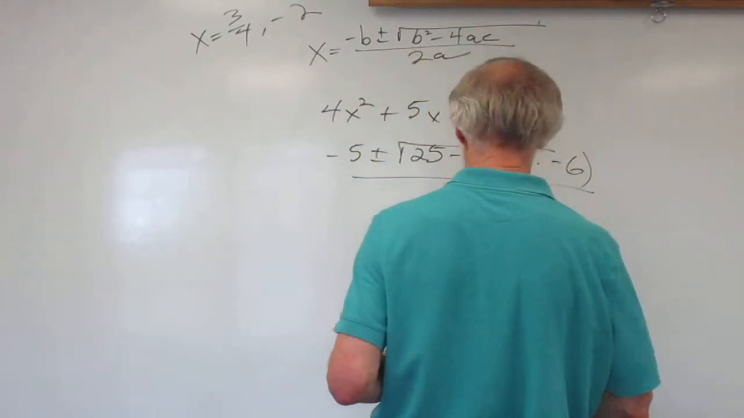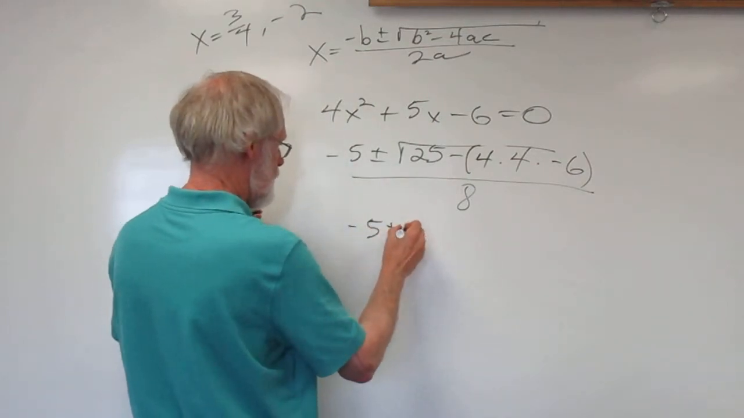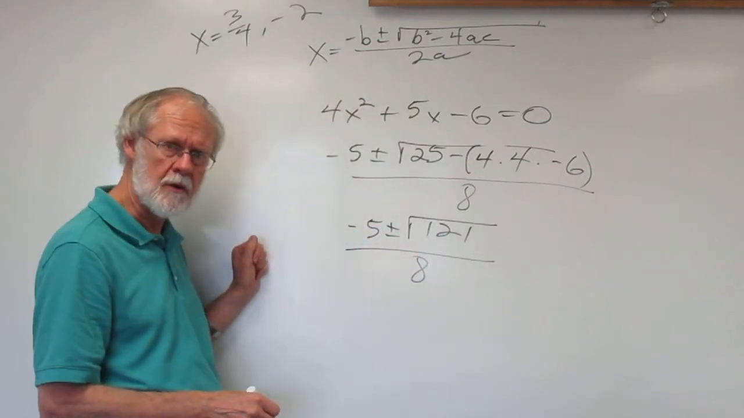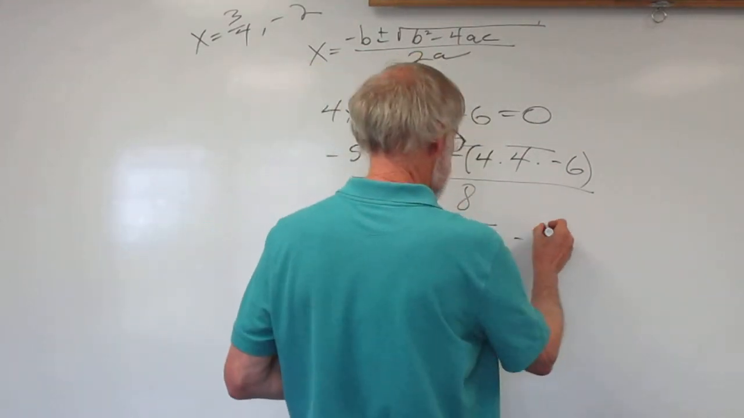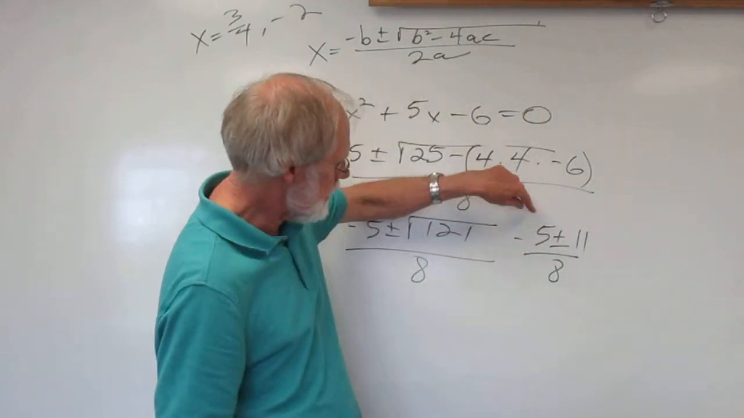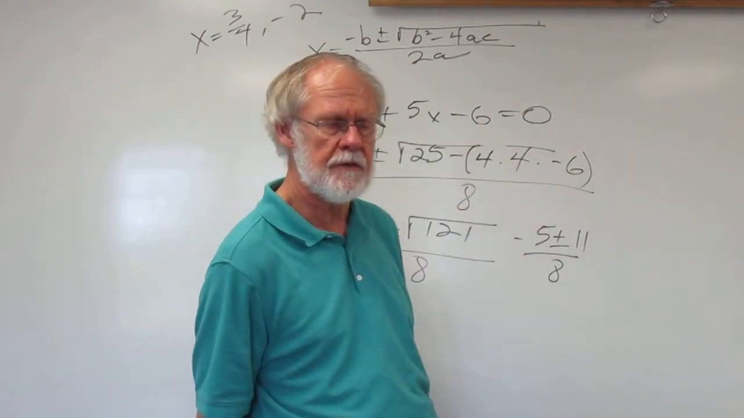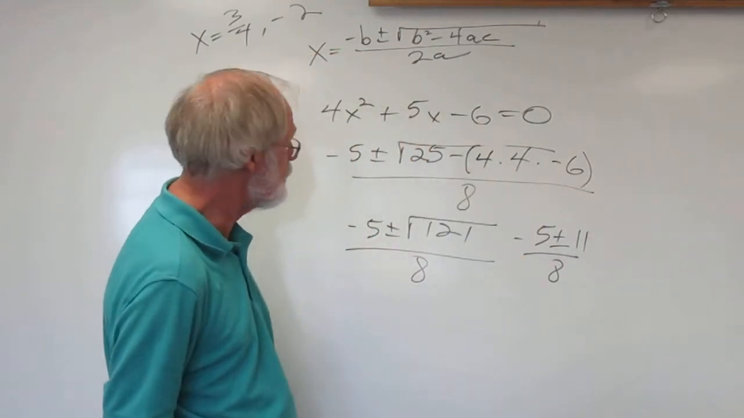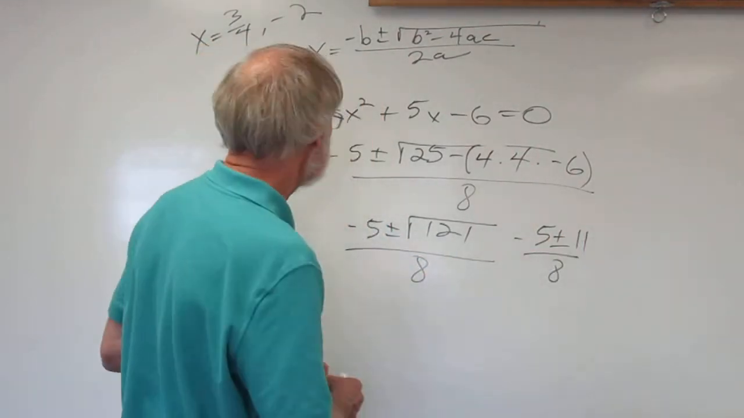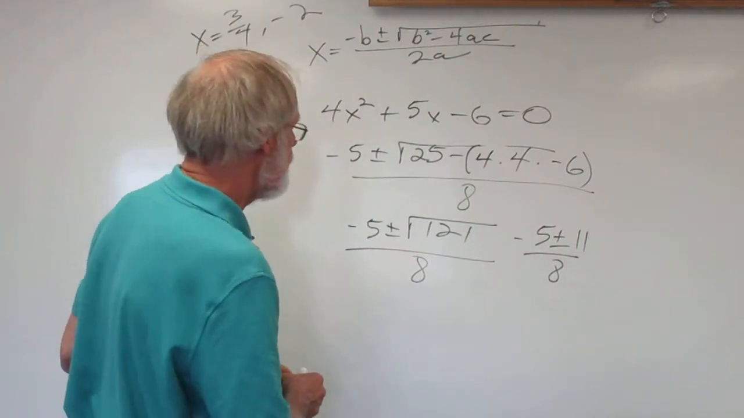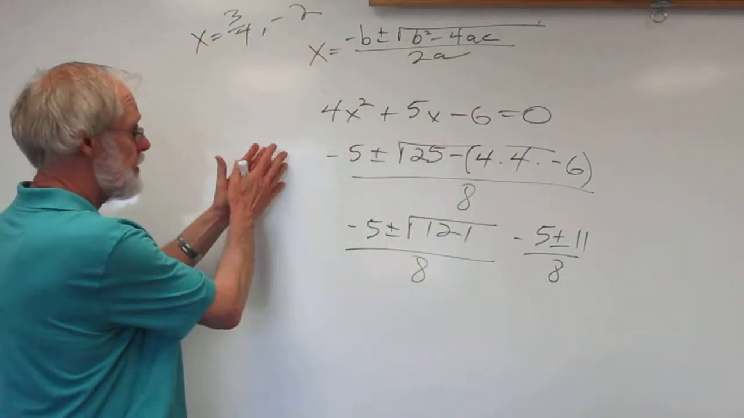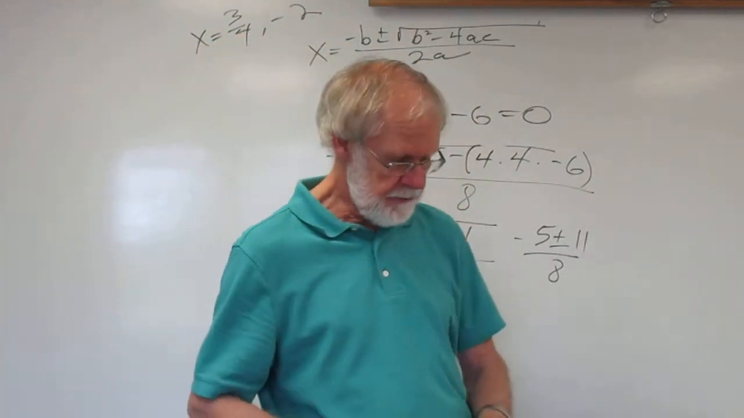All right, so now we have negative 5 plus or minus the square root of 121 over 8, but the square root of 121 is 11. So we have negative 5 plus or minus 11 over 8. Negative 5 plus 11 is 6 over 8, which is 3/4. And negative 5 minus 11 is negative 16 over 8, which is negative 2. So in fact, once again, we got the correct answer with 2 different methods. We used factoring first, and then we used the quadratic formula.